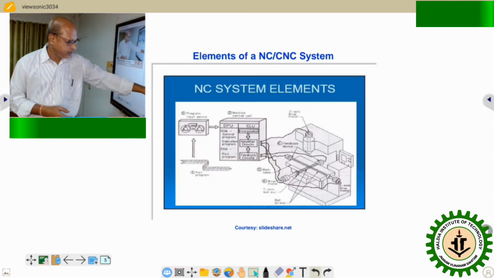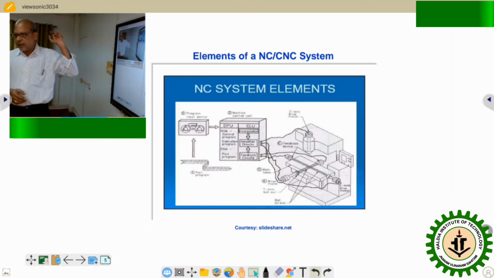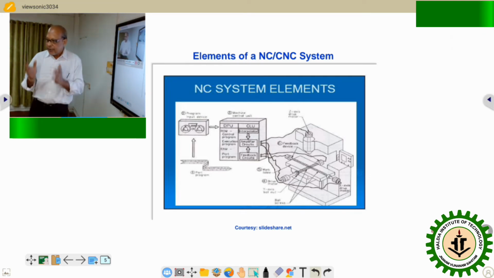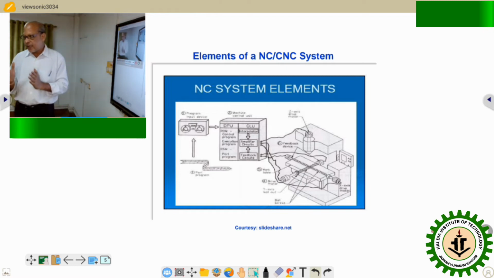Next comes the drive system. I told you, as a part of retrofitting, that in the case of NC or CNC, unlike a conventional machine tool, each axis motion has to be accomplished by a separate drive system.